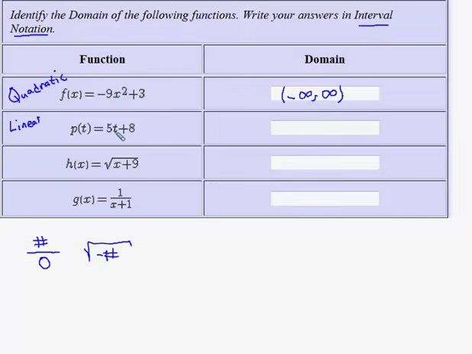For the same reason, a linear function always has a domain of -infinity to infinity, which just means that for any value of t in this case you provide me, I will always be able to take that number multiplied by 5 and remain in the real number system, and I'll always be able to take that result and add 8. Adding 8 to any real number in mathematics produces a result in the real number system.